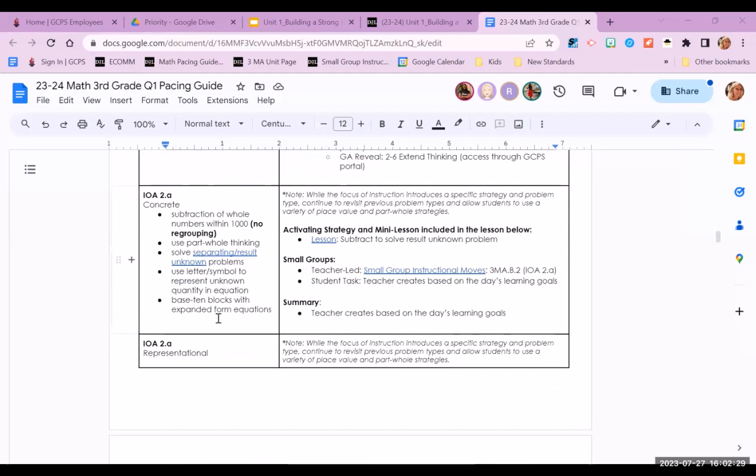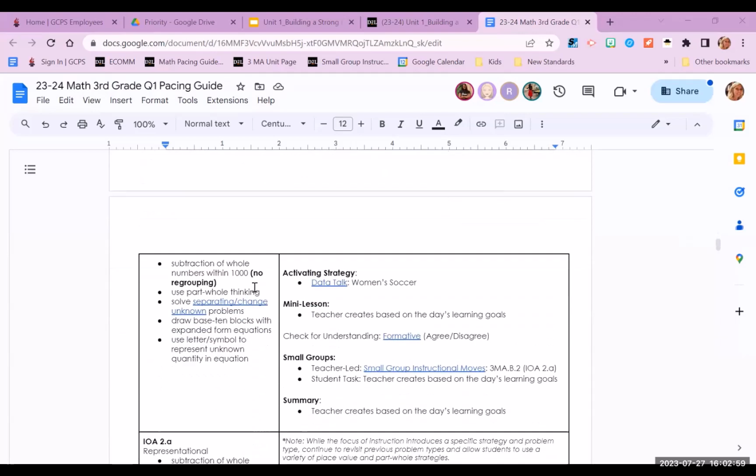Then, we move on to subtracting within 1,000, following the same progression as addition. We will begin subtracting two 3-digit numbers without regrouping, using base 10 blocks while including that expanded form equation. Also note that it's important to go ahead and start including a letter or symbol to represent the unknown quantity. This variable is an important piece that you'll see within lesson plans.